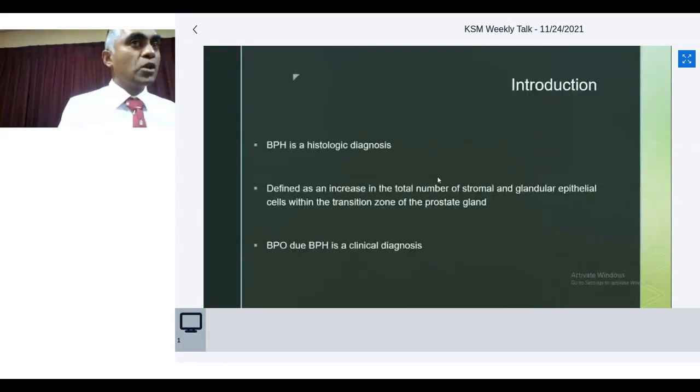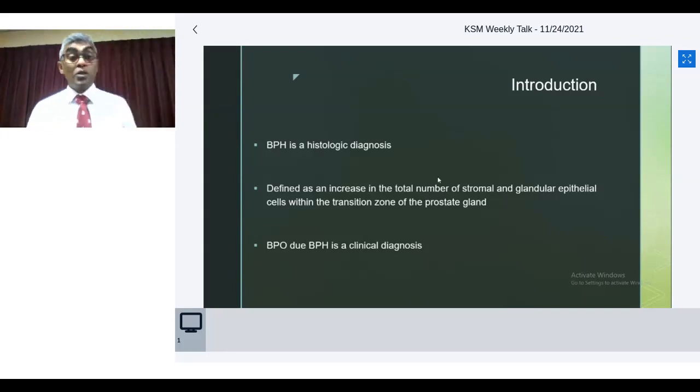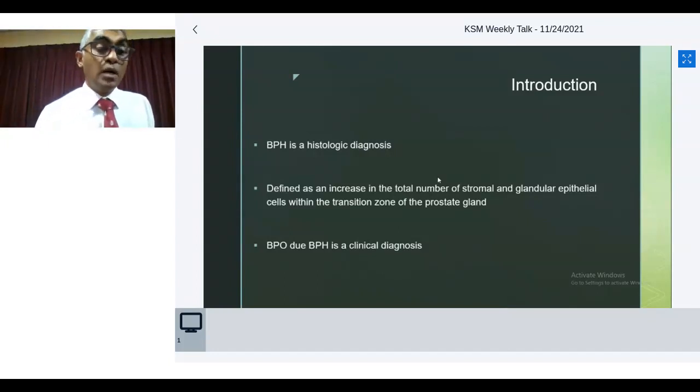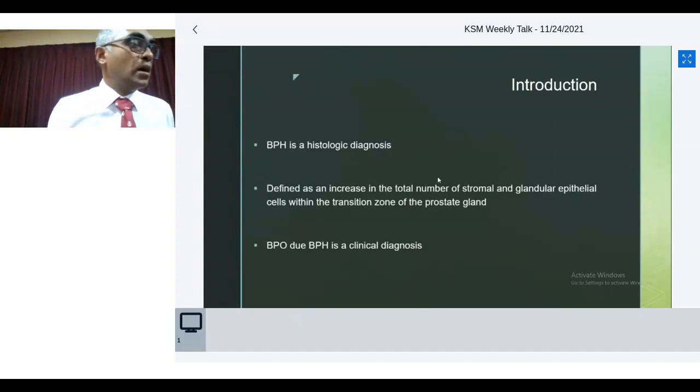So BPH is a histological diagnosis. That means though we consider it is due to benign prostatic hyperplasia, unless we do a sampling of the patient, we can't say this as the diagnosis. This is the pathology behind that, defined as the increase in the total number of stromal and glandular epithelial cells within the transition zone of the prostate gland. So what happens when this occurs is the benign prostate hyperplasia causes an obstruction to the urine flow. And this is a clinical diagnosis at the end of the day.